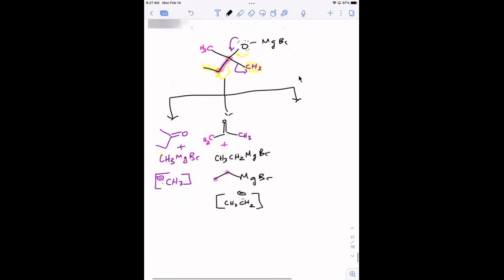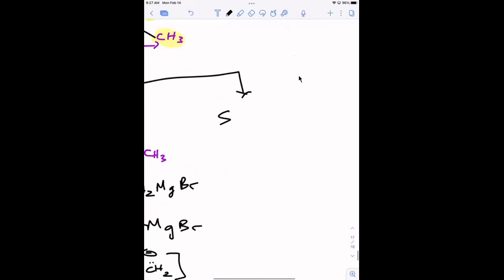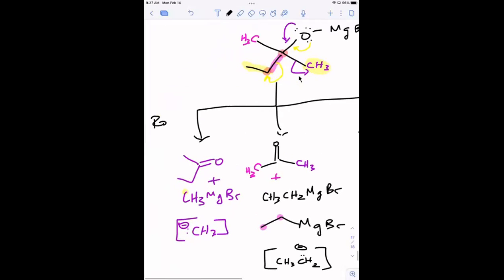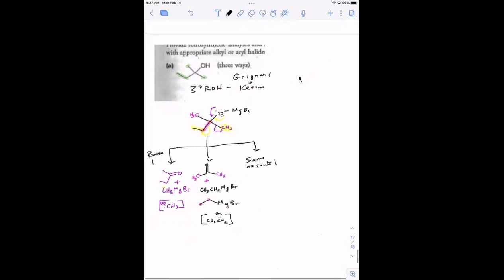All right. And the third way will be identical to the first, right? So it'll be same as the first route. Right? Did that answer your question? I think you seem kind of unsure about which bond to break. Yes, sir. I answered it.